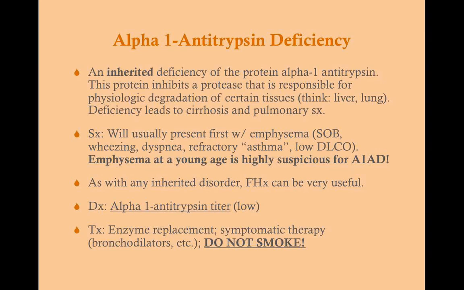This occurs in the liver and the lungs. So an alpha-1 antitrypsin deficiency will lead to pulmonary symptoms and cirrhosis. Usually these will be children, teenagers, or young adults that present with emphysema-like symptoms: shortness of breath, wheezing, dyspnea, asthma-like symptoms, but they're not responsive to typical asthma therapy.